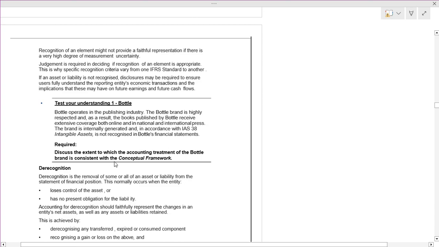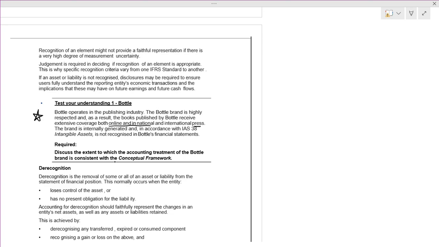Yes. Now, see, test your understanding. This makes a real difference in our approach, but people will skip this. The Bottle operates in the publishing industry. The Bottle brand is highly respected, and as a result, the books published by the Bottle receive extensive coverage, both online and in national and international press. They are a book publishing company.